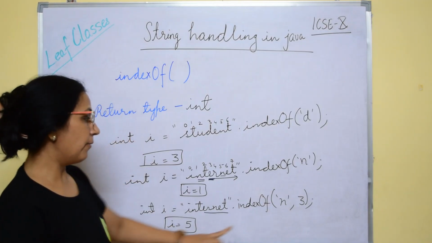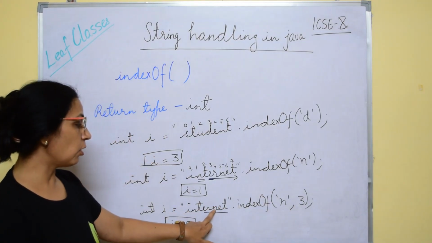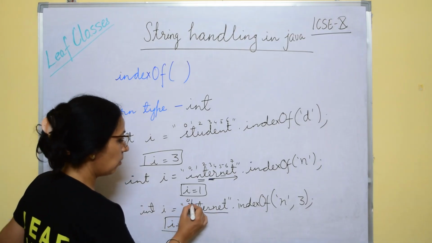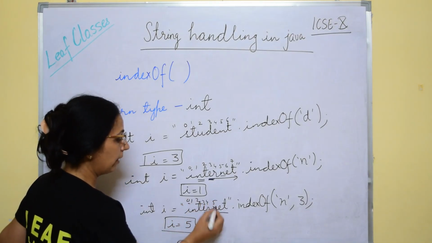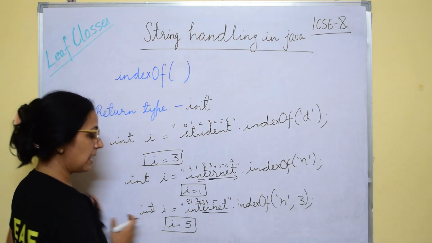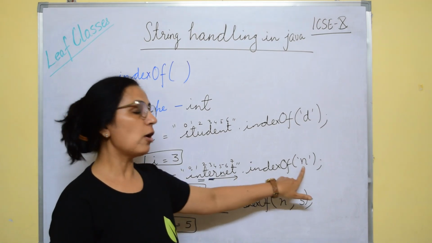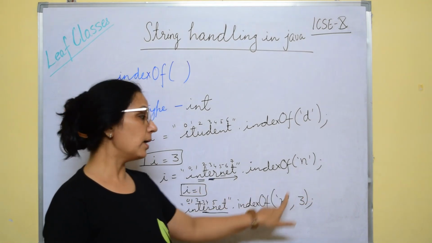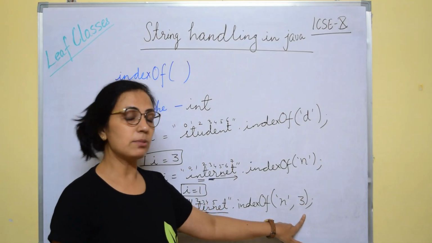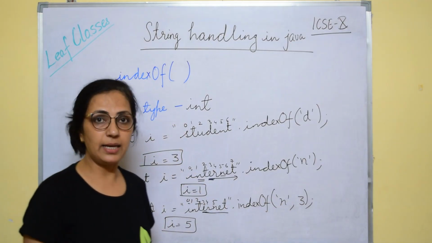Right? Now from starting index number 3, what is the position of n? The index number of n is 5, that is 0, 1, 2, 3, 4, 5. So from 3, the next n is at index 5, so the value of i is 5. So indexOf works with one character, and we can also specify a character and the starting index number, and in both cases the return type is int.